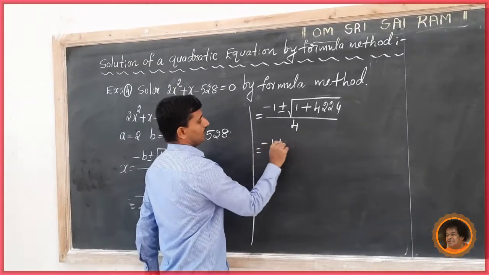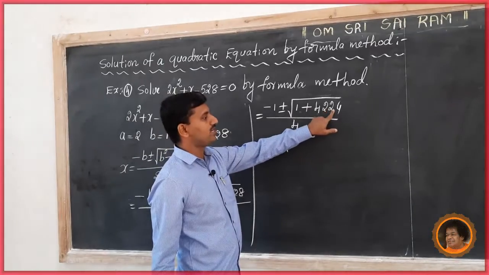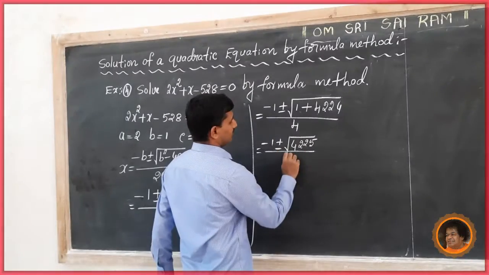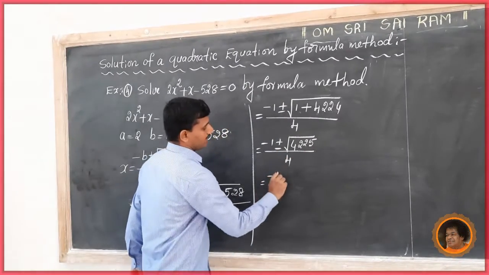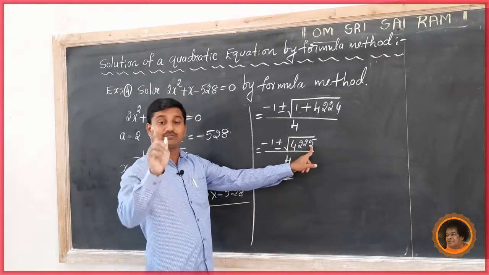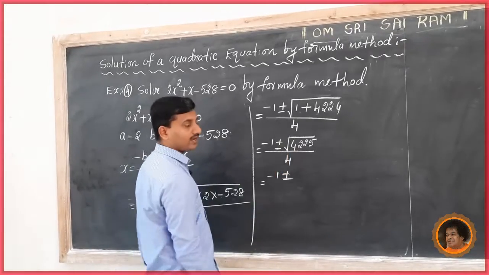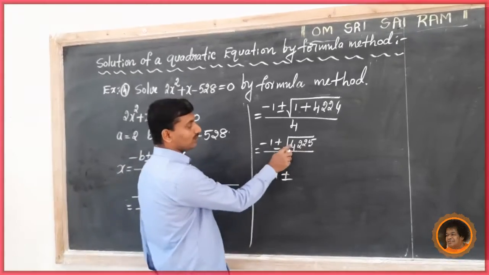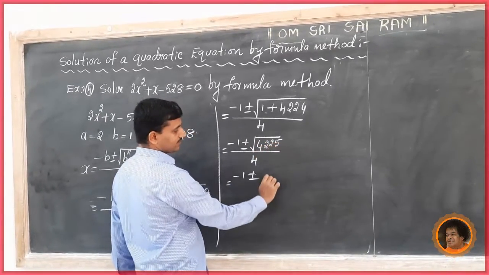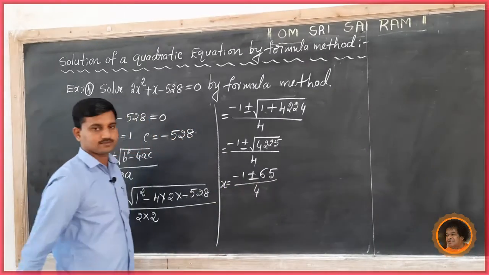So equal to minus 1 plus or minus square root of 1 plus 4224, so that is 4225, divided by 4. 4225 is a perfect square number. So what is the square root of 4225? You have to calculate it. The square root of 4225 is 65, divided by 4. So this is the value of x.